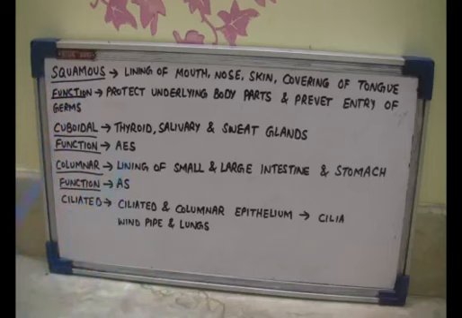Now the third one are columnar tissues. The columnar tissues are found in the lining of small and large intestine and also the lining of the stomach, and their function is AS. AS means absorption and secretion.